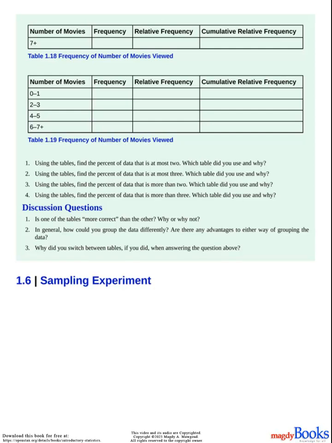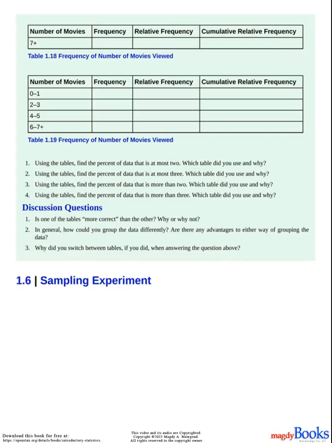3. Using the tables, find the percent of data that is more than 2. Which table did you use and why? 4. Using the tables, find the percent of data that is more than 3. Which table did you use and why?